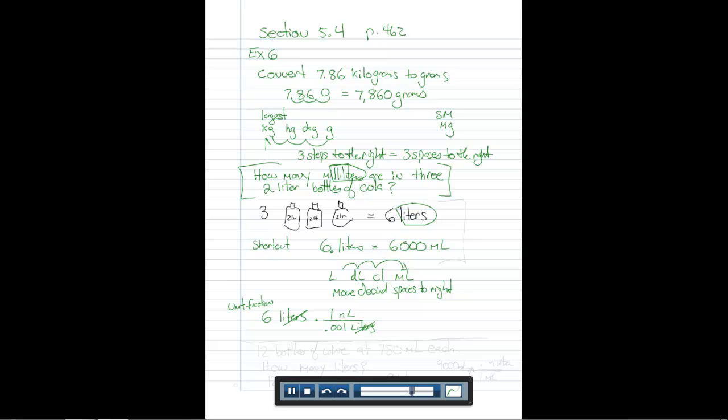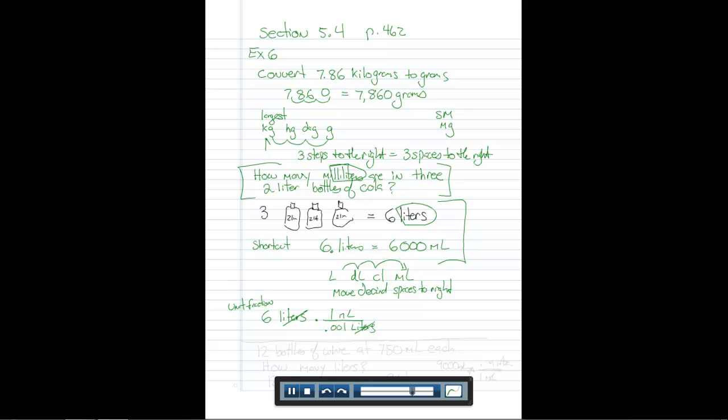But if I made a unit fraction with it, it's saying take 6 divided by .001, and I get 6,000, just the same. Okay, using the unit fraction. Which would you rather do? Move the decimal the same number of places as a little formula, or make a unit fraction? With metrics, it's a whole lot easier, I think, to move the decimal. So I think I better give you another one.